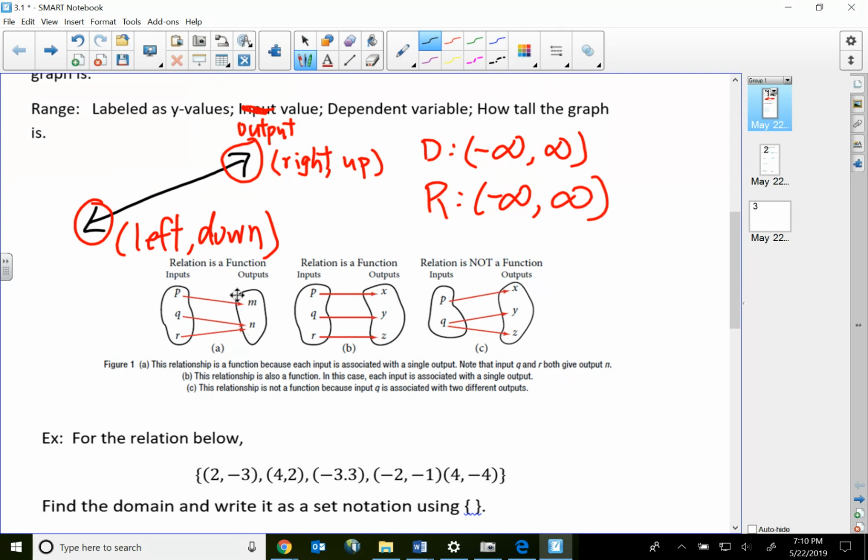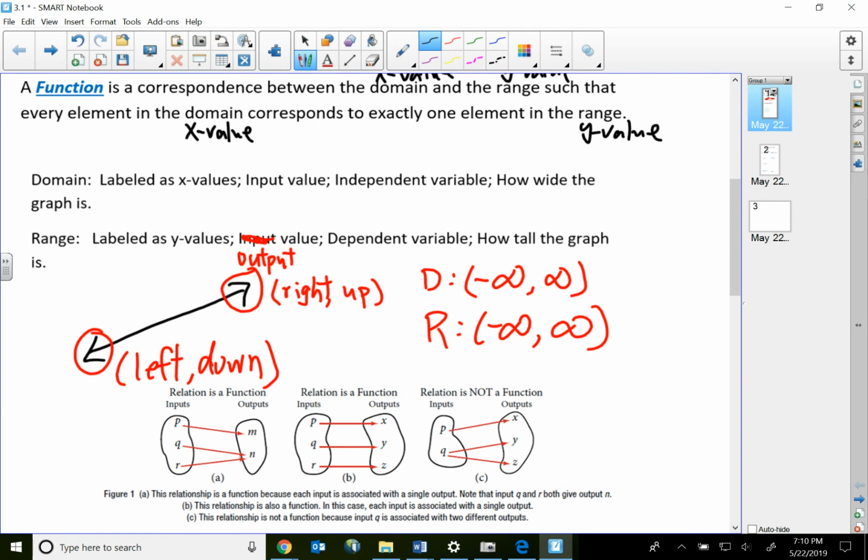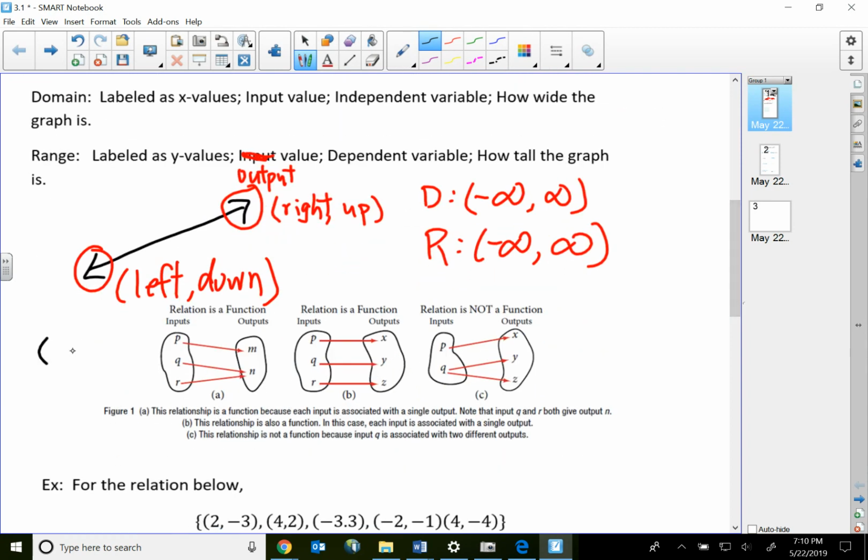I'm going to look at part A here and see that P goes to M. P is an input, which is your x value. Input is domain, or x value; it's a different way of saying the same thing. So that's P comma M. Normally I would say x and y, but I'm specifically using P and M, Q and N, R and N. First component, second component. To be a function, every x value corresponds to exactly one y value. That's why this is actually a function.